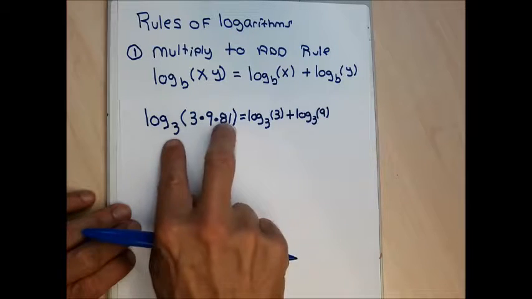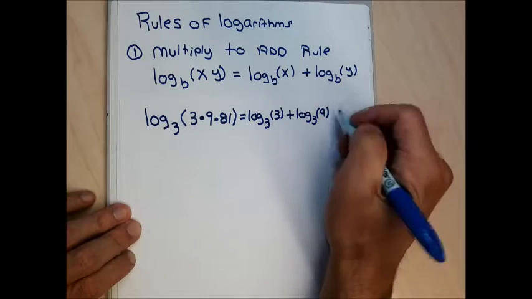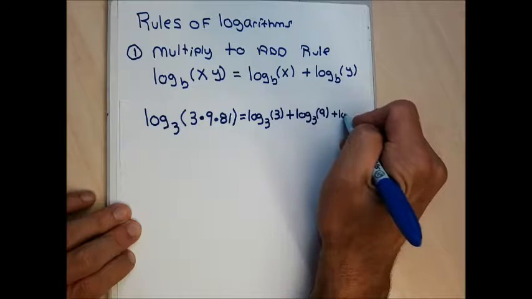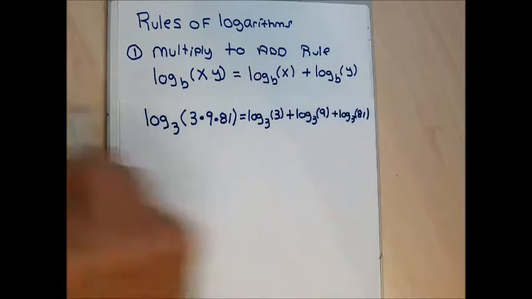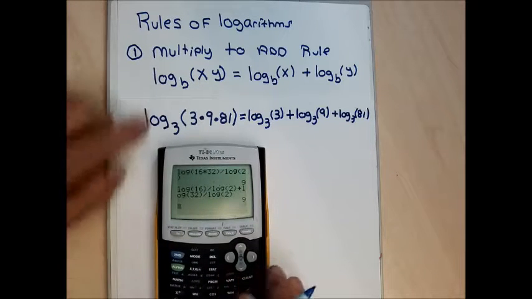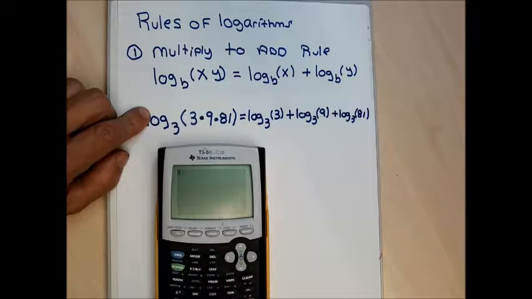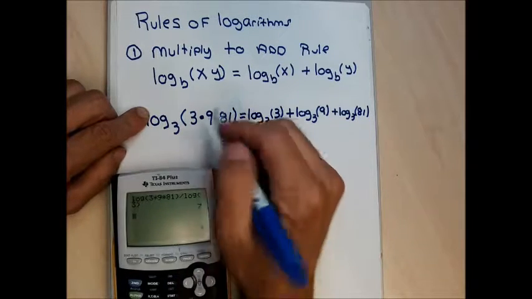And the last logarithm is going to be the log base 3 of 81, again followed by a plus sign. I can show you that this extension of the multiply to add rule works on my calculator. Let me do this left logarithm first. The left logarithm is going to be the log of 3 times 9 times 81 divided by the log of 3. And that gives me 7.